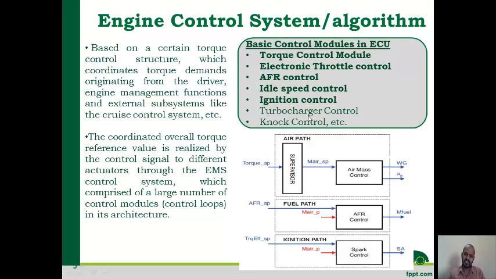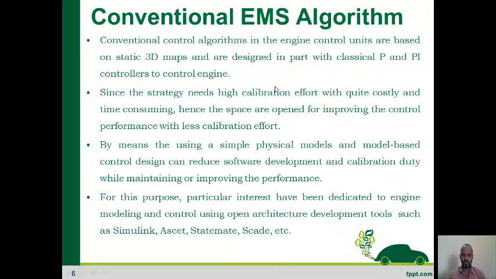For each and every control function there will be a control module. Ultimately, depending upon the requirement, the torque will be finally calculated. This is the torque requirement by the driver from the engine. For this torque requirement, what is the air mass value, what is the air fuel ratio, and what is the spark control? Based on this, each and every module gets the information from the torque control module, and it will control the respective other control modules.